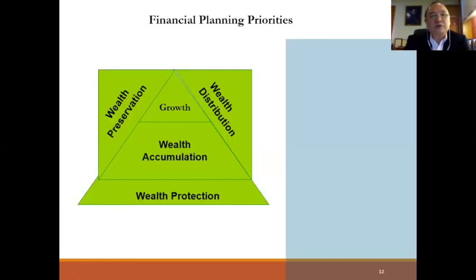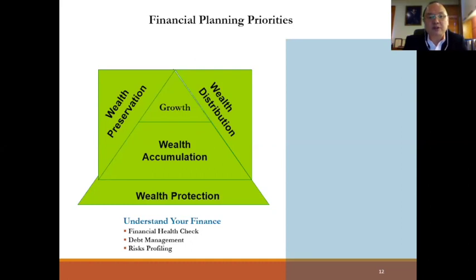So let me show you some financial planning priorities. This is a common graph we're going to use. This is called 4W. You can see we have wealth creation, wealth accumulation, wealth protection, and wealth preservation. So our priority, right? Understand your finance, do a financial health check, make sure you have no debt management.